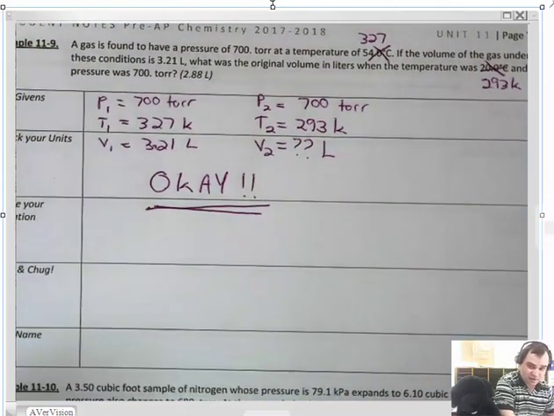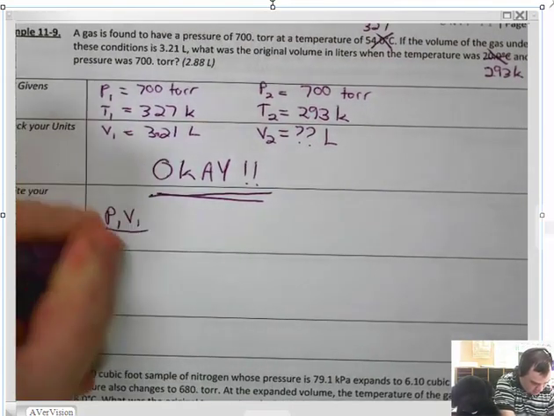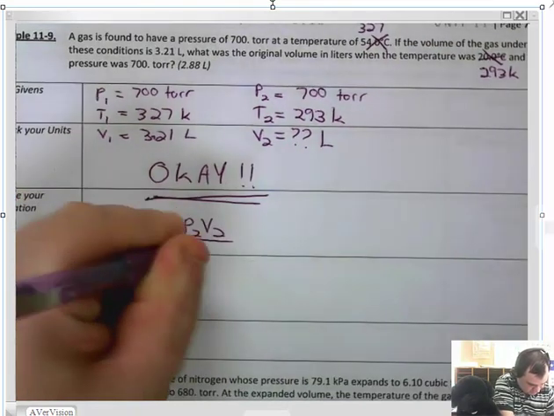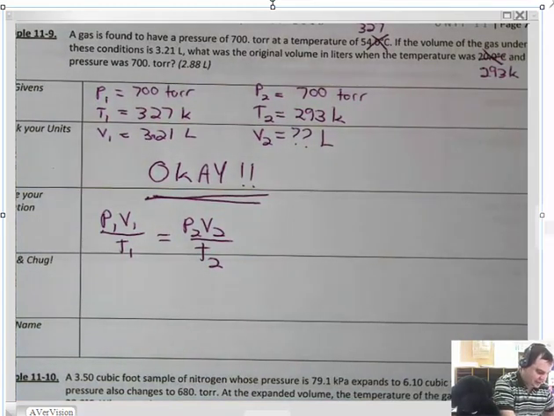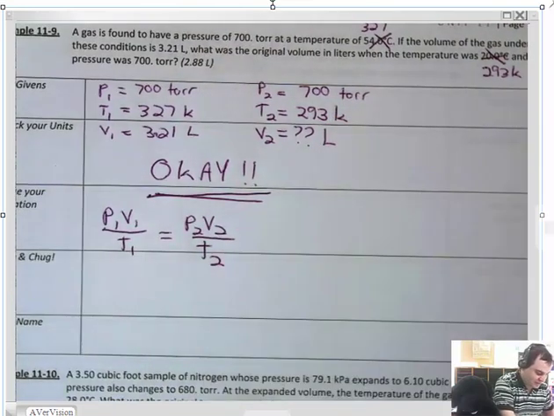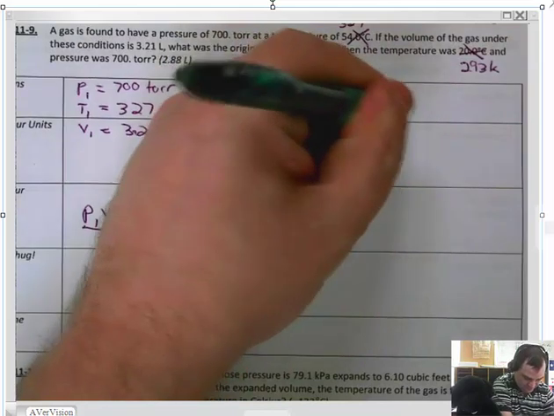So we're going to write down our equation here. P1 V1 over T1 equals P2 V2 over T2. The vice president sits on top of the table. Now, do you see that P1 is 700 torr and P2 is 700 torr? Do you know what that tells me? The pressure's constant. It's not changing.